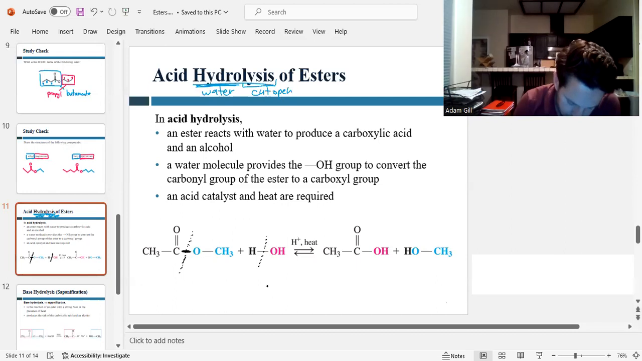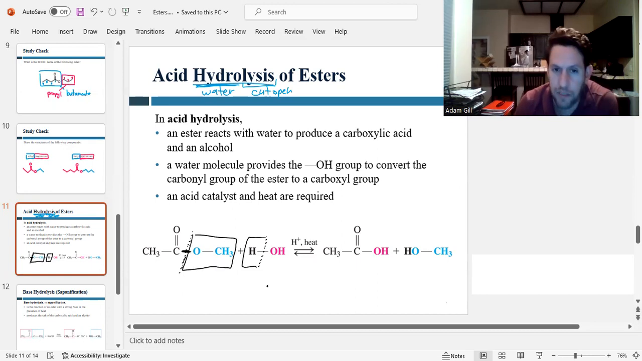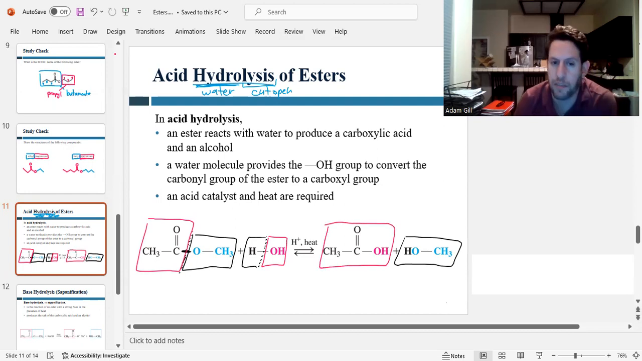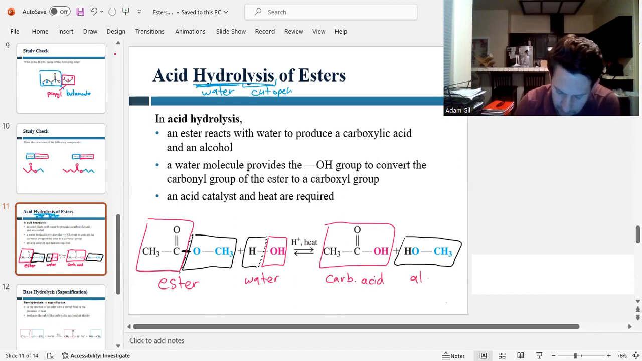And so where we cut these, the hydrogen will combine with the alcohol side, give us the alcohol back. And the carboxylate side will combine with the OH from the water to make our carboxylic acid. So the ester gets cut open with water to give you the carboxylic acid and the alcohol.